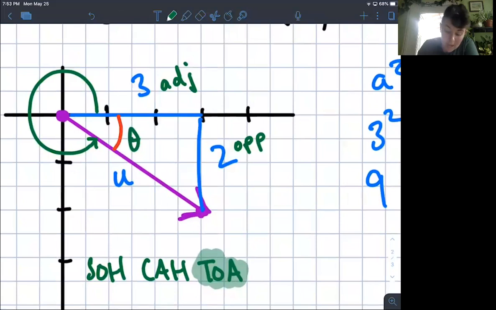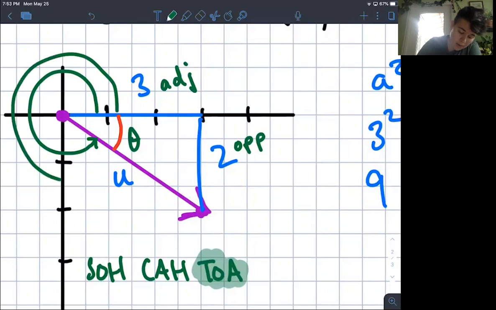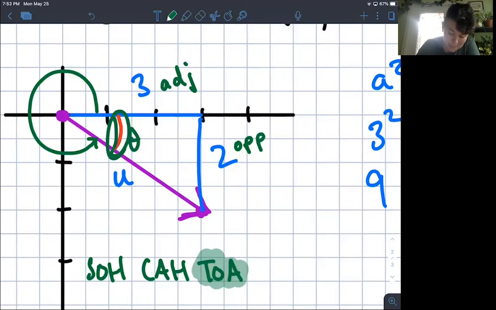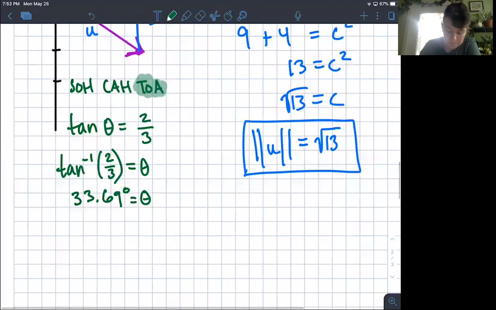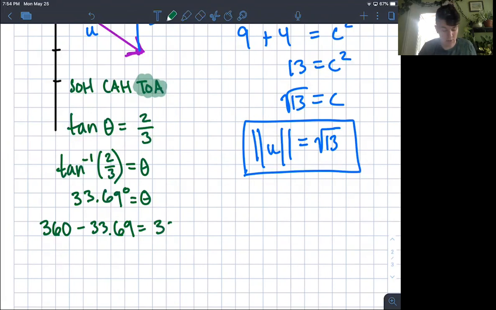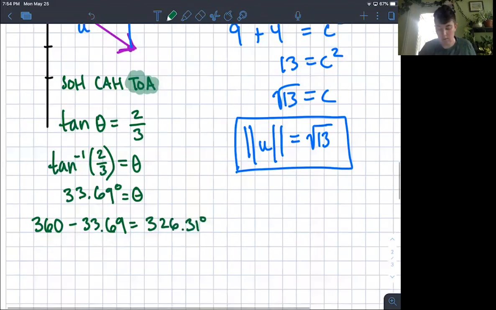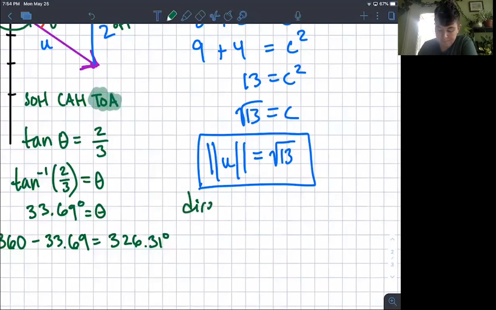Okay, here's the problem. That 33.69 is this angle right here. How can I find this angle right here? We're just going to use some simple arithmetic, right? We know that all the way around the circle is 360 degrees, right? So we want 360 degrees except that little bit right there. So all I need to do is say, hey, 360 degrees minus 33.69. That is going to get me to 326.31 degrees.